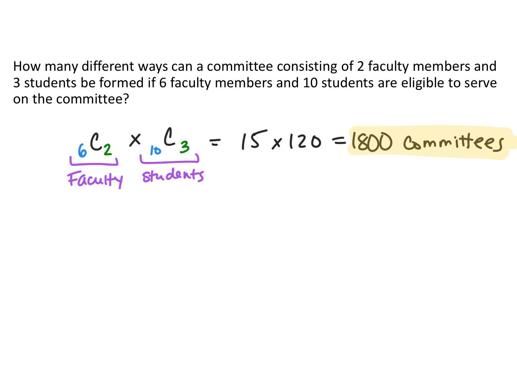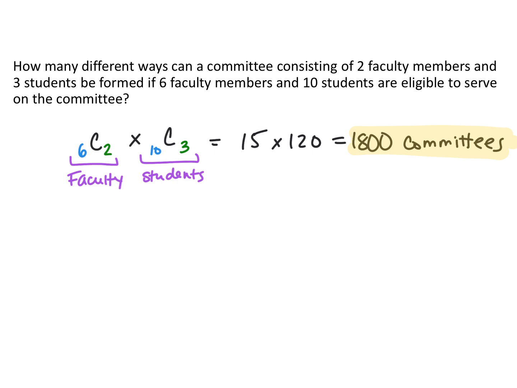So for the faculty, I have 6 choose 2, and for the students, I have 10 choose 3. So I end up with 15 possible committees of faculty, 120 possible committees of students. So if I multiply those together, I end up with 1,800 total possible committees.